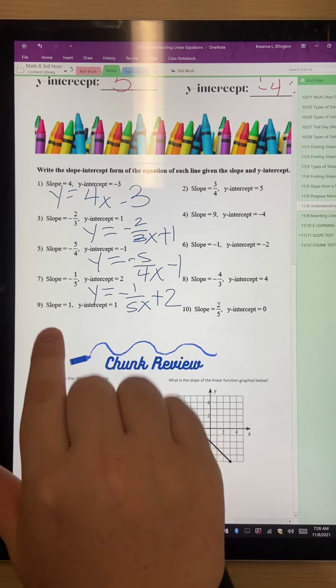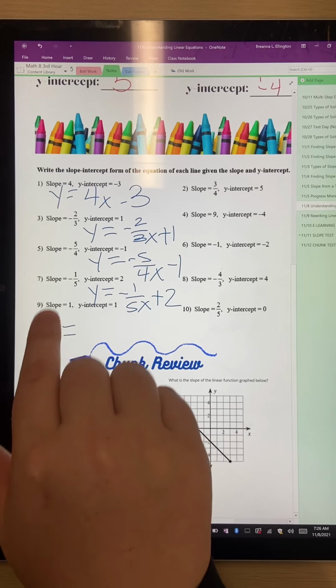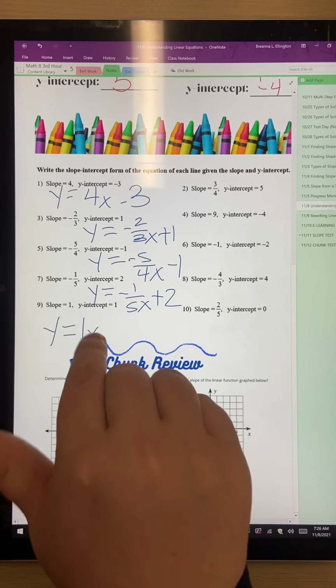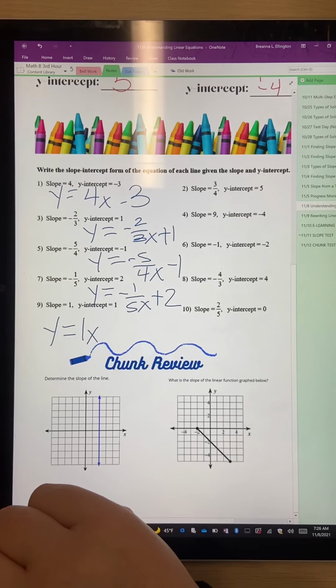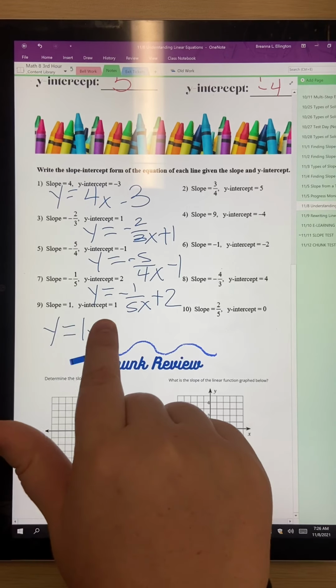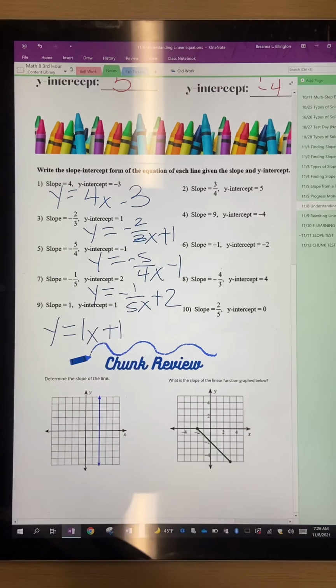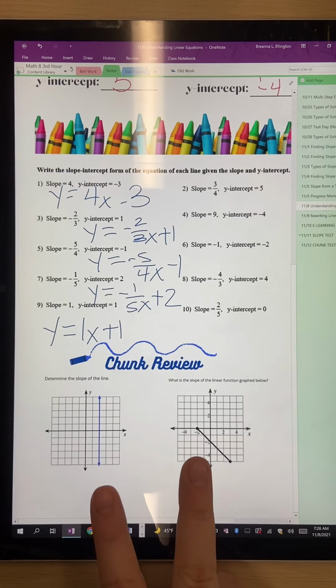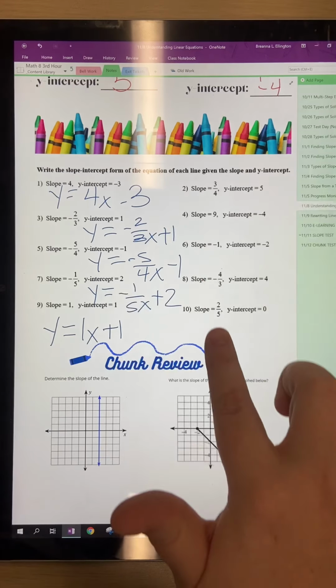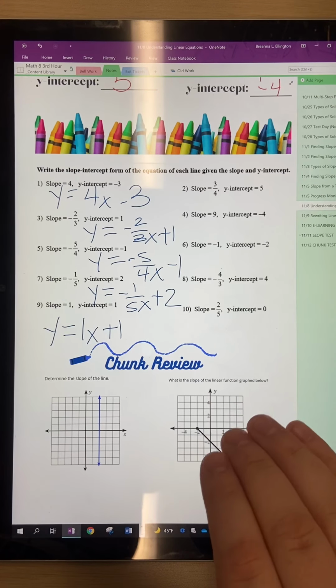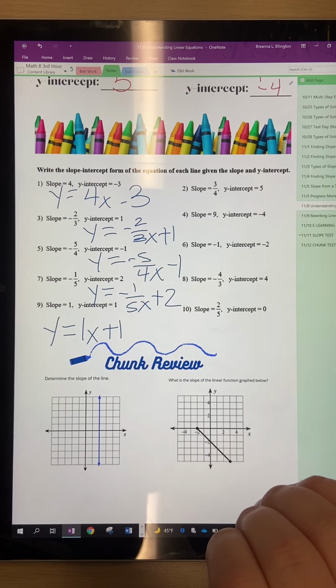All right, the last one. So y equals, your slope is 1, so you're going to put 1x. You can just put x if you want to. It doesn't matter. It's the same thing. And then your y-intercept is 1, so you're going to put plus 1. All right, I'm going to do these chunk review problems down here with you real fast. And then you're going to do these problems, and I'll tell the sub the answers so the sub can read them out to you when you are done.